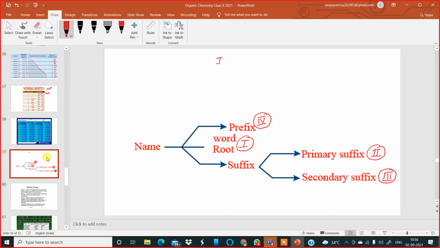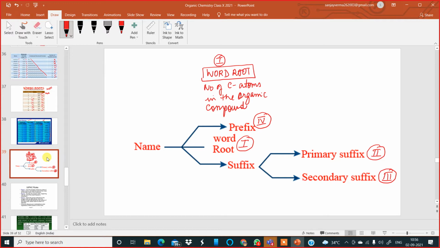Number one is word root. Word root is number of carbon atoms. The word root tells us about the number of carbon atoms in the organic compound. Number of carbon atoms in the organic compound. Okay, that is the word root.